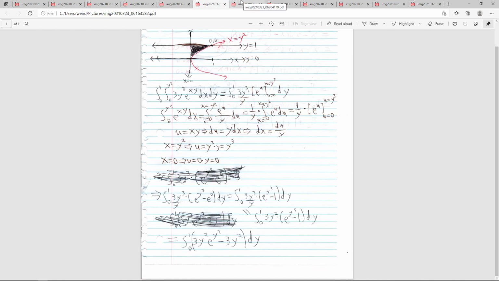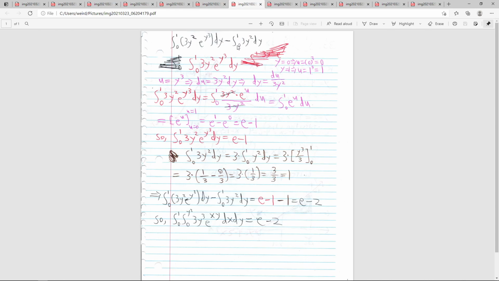And I decided to do it like this, and I'm just going to separate these, because you can separate addition and subtraction easily. I don't know if you have to really, but I decided to just do it to cut our losses. So same limits, it's just subtraction of this, and we got 3y squared e to the y cubed dy.